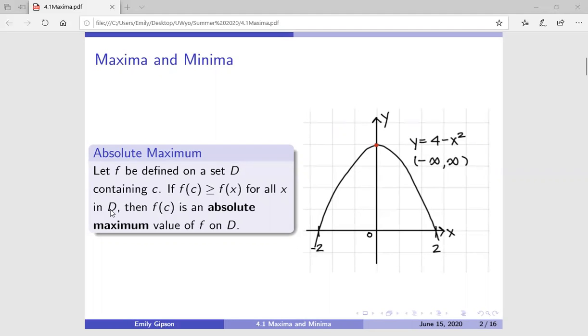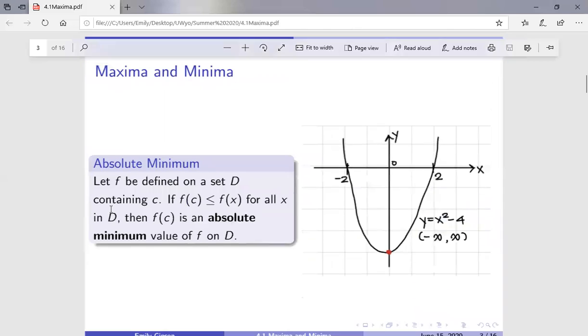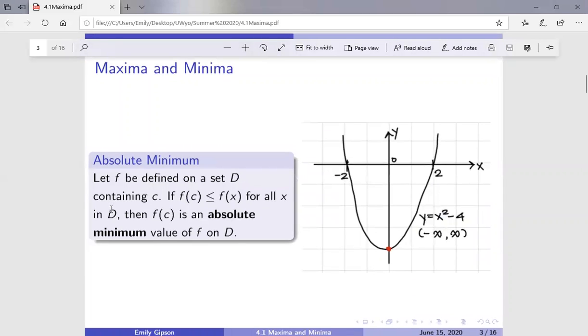So if we have an absolute maximum, we better have an absolute minimum. Let f be defined as before, a function on a set D containing a point c. If f evaluated at our point c is always less than f evaluated at x for all values of x in D, then f of c is an absolute minimum value of f on D. And this looks like the graph y equals x squared minus 4. We've got a minimum value when x equals 0, y equals negative 4. And you can see graphically that we have a minimum value here as well.